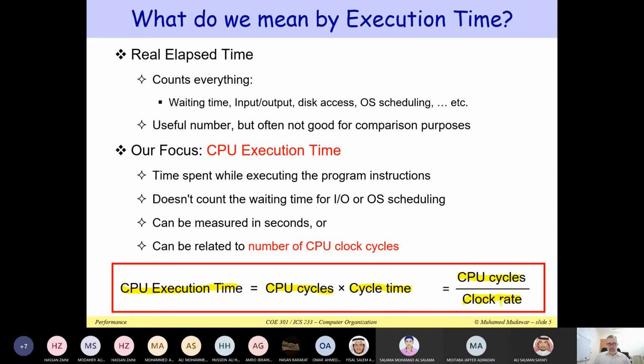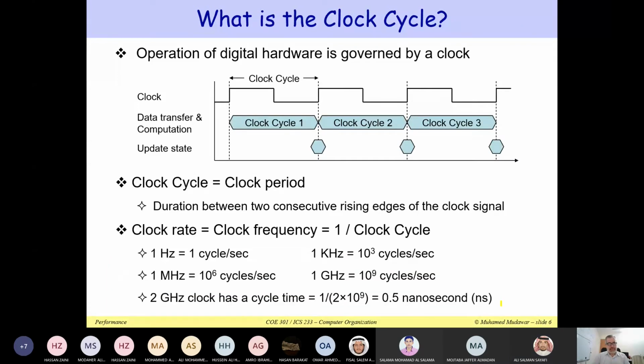All right, is this clear? Do you have any question about this? It's clear, Doctor. Right.